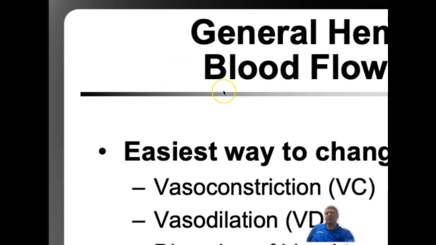So the easiest way to change the flow is to have a gradient. Blood is going to go from the higher pressure to the lower pressure. So when it pumps out of your heart, there's a gradient of what direction it is going.